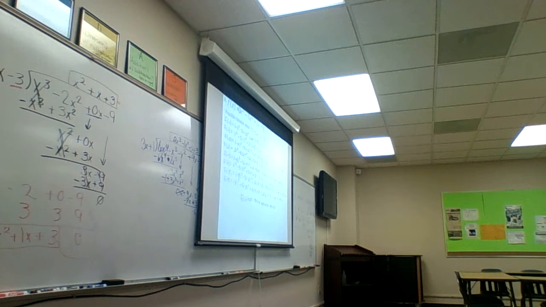And you can conclude that the polynomial function f of x equals x cubed minus 5x squared plus 2x plus 8 has 3 rational zeros, which are x equals negative 1, x equals 2, and x equals 4.